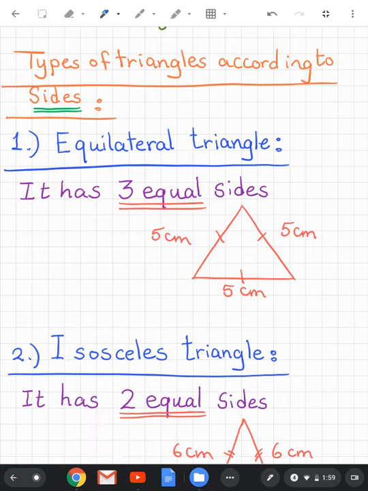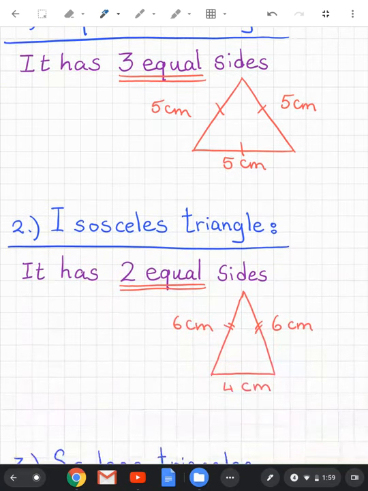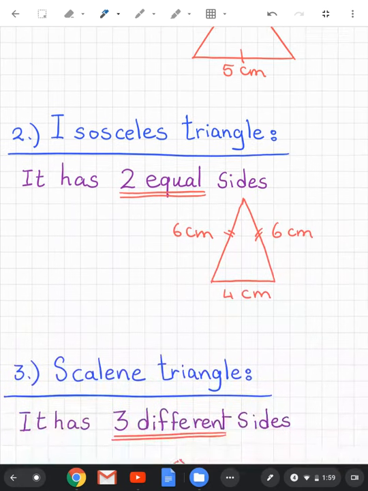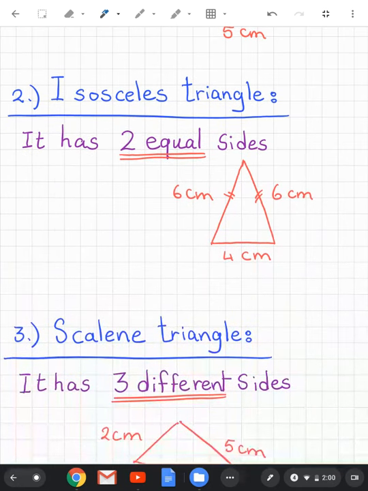Then we go to the next type of triangles according to sides, which is the isosceles triangle. Isosceles triangle, it has 2 equal sides, but the third side is different in length. That's why we call it isosceles triangle.